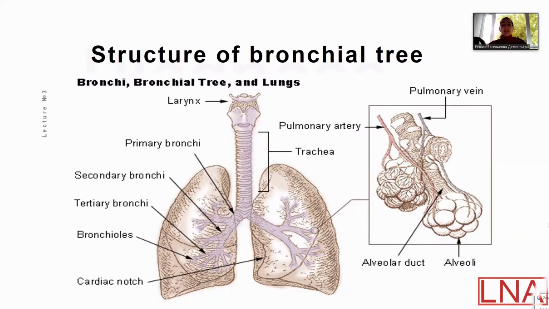Then, after the trachea divides into two main bronchi, left and right, they divide into secondary bronchi, then the third level, then the fourth, until the last terminal bronchioles, and in the distal parts of the bronchioles, usually look at this picture.